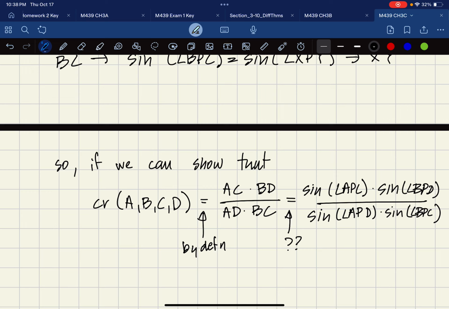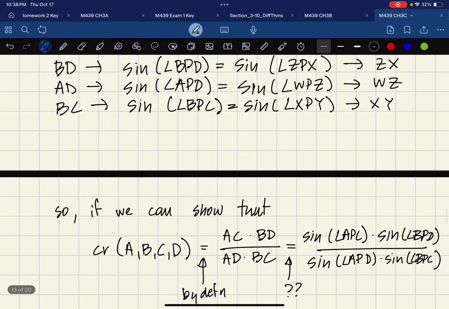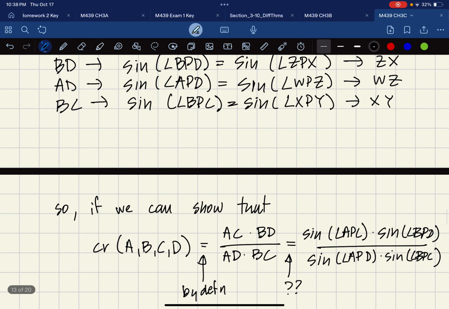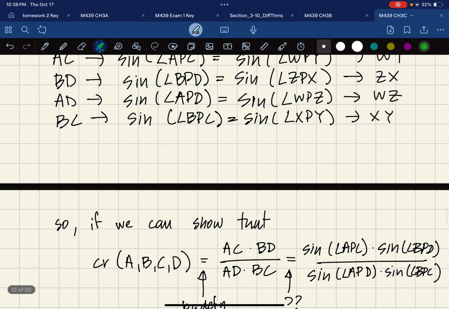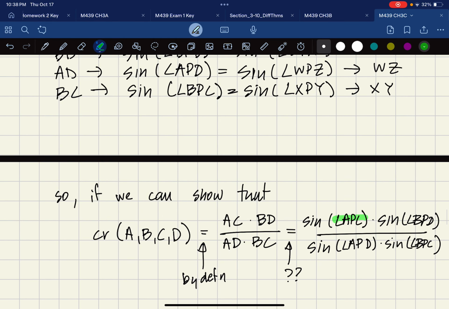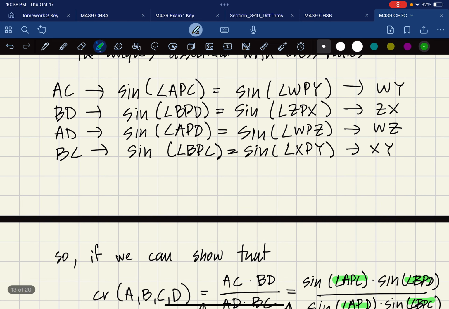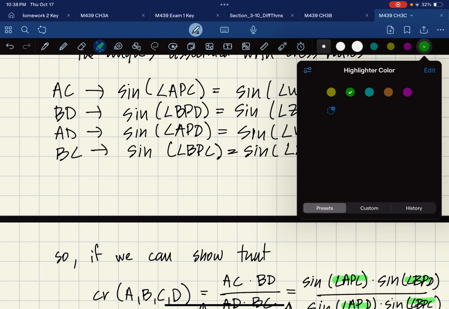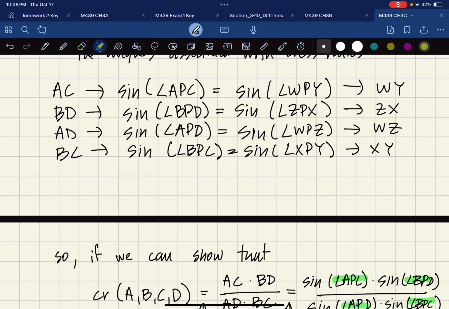But if it's provable, then we're pretty certain that we would be done, because of the fact that these angles that are on the left, if I draw what's going on here, if I can show that these guys are the same as the cross ratio, then what's going on?